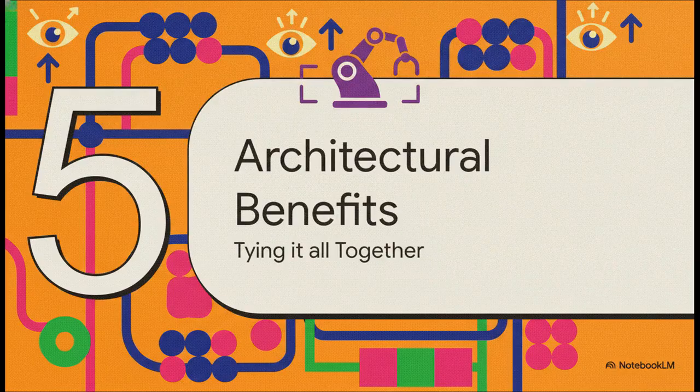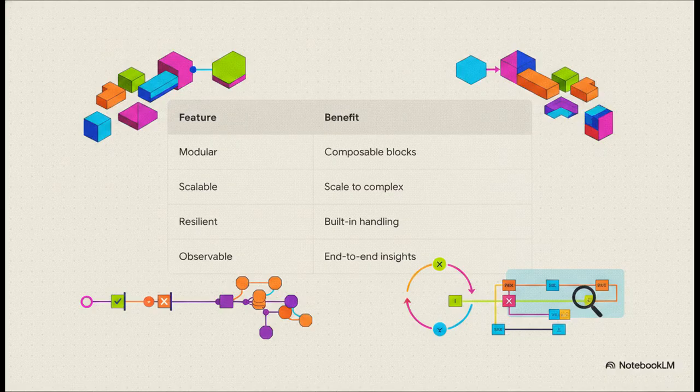And finally, part 5, 4 core architectural benefits. Let's tie it all together. So we've gone through all 5 patterns: chaining, routing, parallelization, orchestrating, and evaluating. When you actually tie these tools together, the architectural benefits are incredibly compelling. First off, your system becomes modular. These patterns act as composable building blocks you can just snap together however you need.